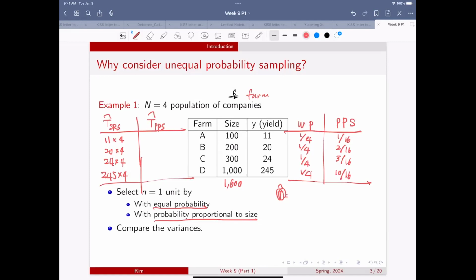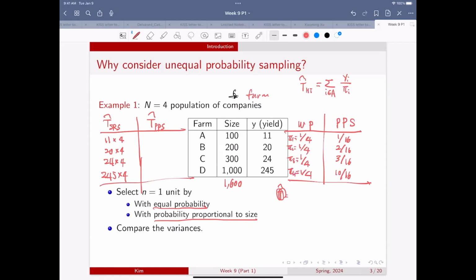So that is the Horvitz-Thompson estimator. Remember, the Horvitz-Thompson estimator is this one. And here we are talking about selecting one. Selecting one, and here pi is 1 over, right? This is pi i. So this is pi 1, pi 2, pi 3, pi 4.